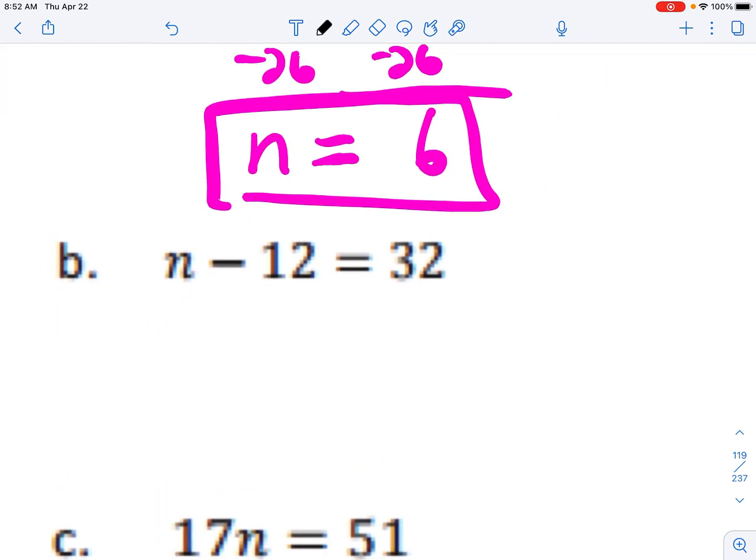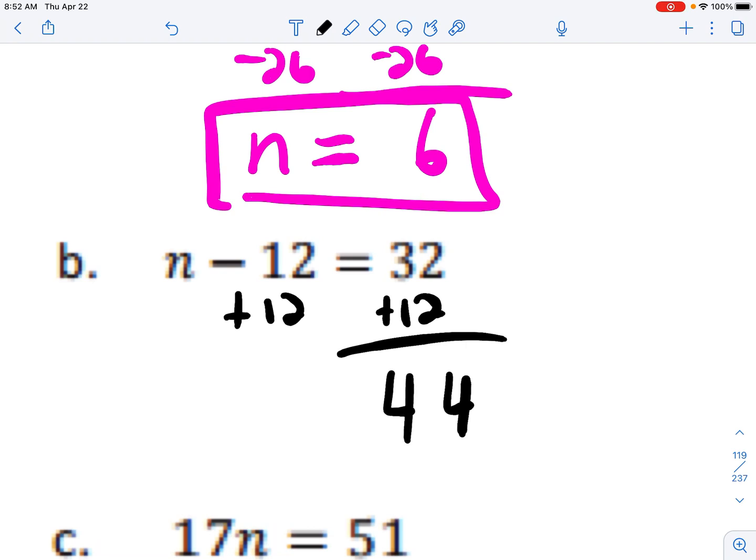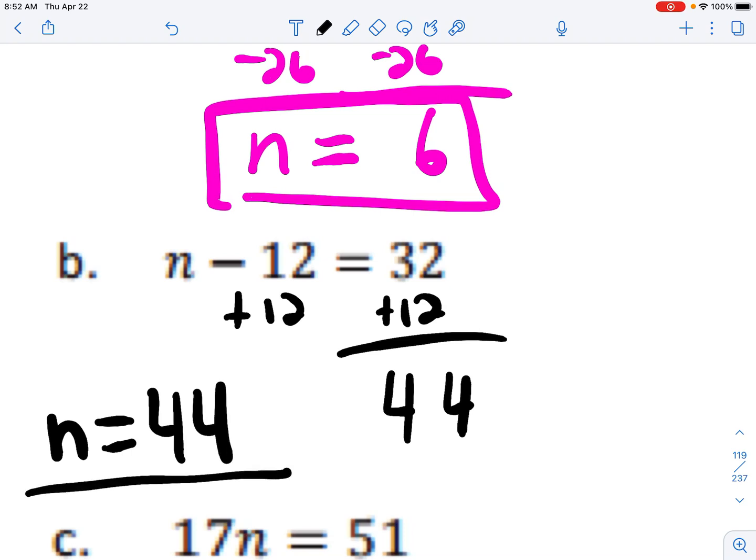Now, letter B, N minus 12 is equal to 32. Well, now, instead of subtracting 12, I'm going to add 12 to both sides, and this is 14 and 44, okay? So N equals 44.